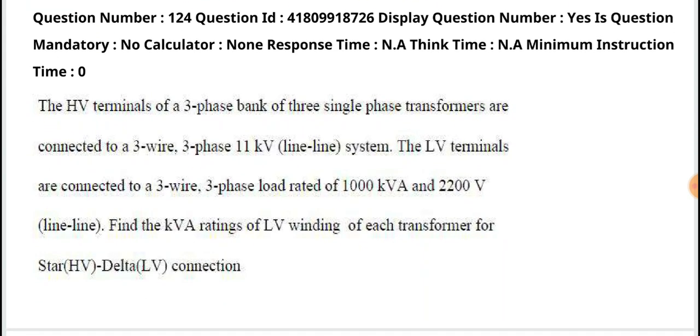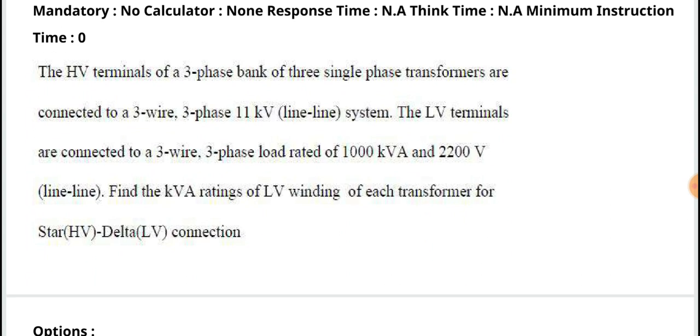Next one. The HV terminals of a 3-phase bank of 3 single-phase transformers are connected to a 3-phase, 3-wire, 11 kV line-to-line voltage. The LV terminals are connected to a 3-phase, 3-wire load rated 1000 kVA and 2200 volts line-to-line. Find the kVA rating of the LV winding of each transformer for star to delta conversion here.